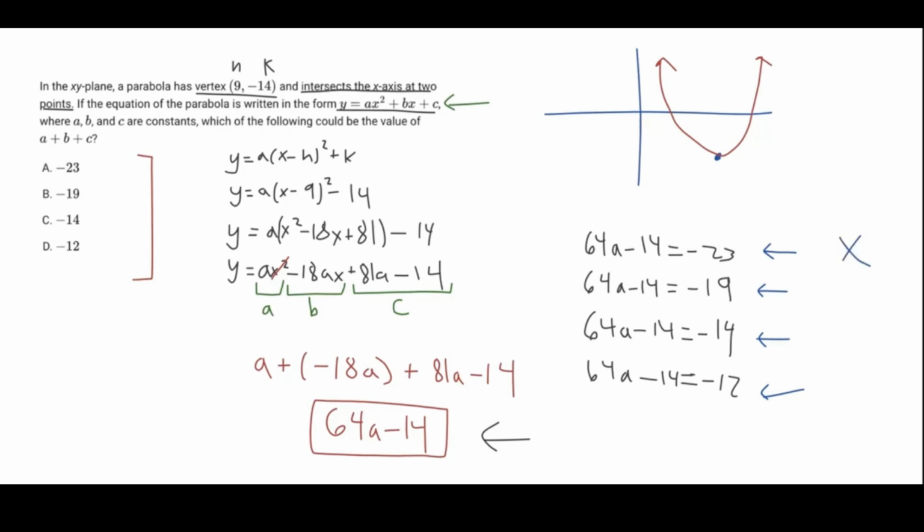It's the same case with the very next one, right? Negative 19 plus 14 is negative 5. Negative 5 over 64 is negative, so it can't be this one.